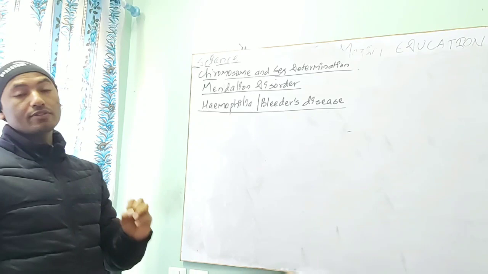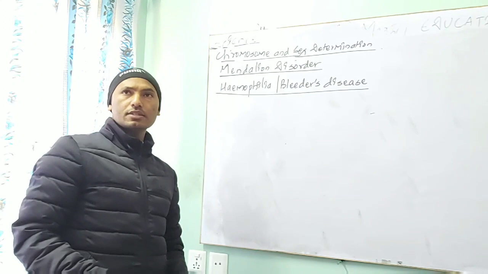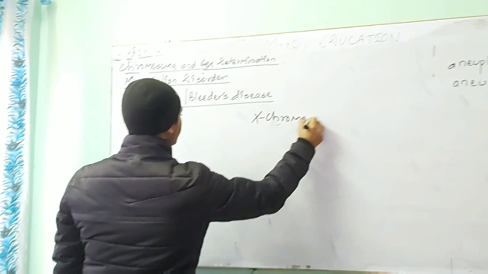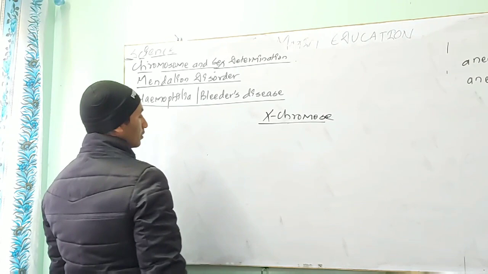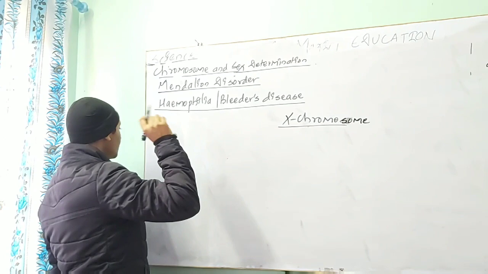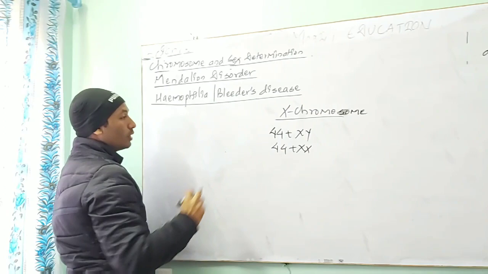The clotting is done by platelets of the human body, and these platelets need to be produced and controlled by a chromosome, that is the X chromosome. It is controlled by the X chromosome. Hemophilia occurs in male only, because in male it is 44 plus XY, and in female it is 44 plus XX. I told you that this X chromosome produces the clotting protein.